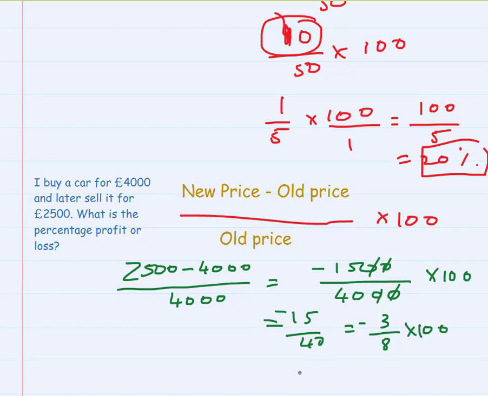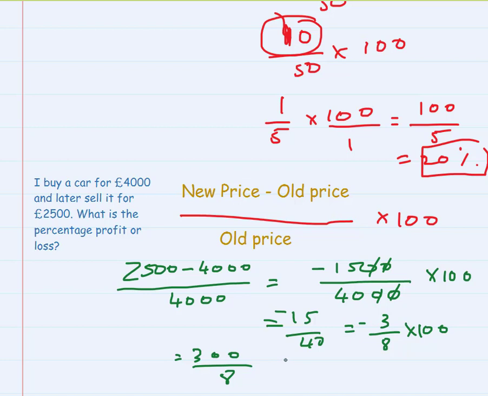Oops. So that gives me 300 over 8. I need to simplify this because that doesn't really tell me anything. So I can divide both by 2, or I can divide both by 4.